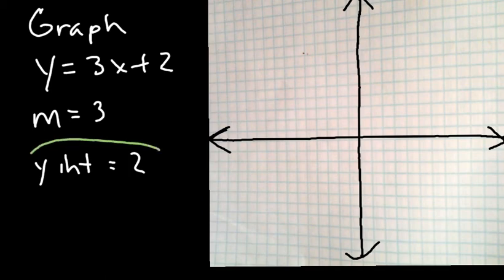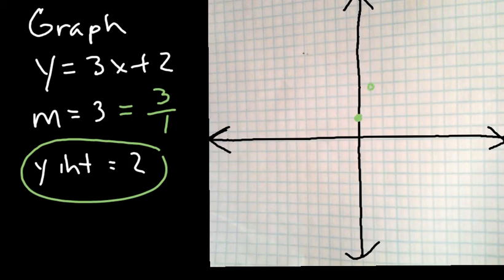So remember, which one am I going to start with? The y-intercept. So I'm going to go to 2, put my point on the y-line, and then I'm going to take my slope and write it as a fraction. And so I'm going to go up 3 and over 1. Up 3 over 1 gets me to this point right here. And then I'm going to connect the dots and draw my line. Okay, easy. Graphing in y-intercept form is pretty easy.